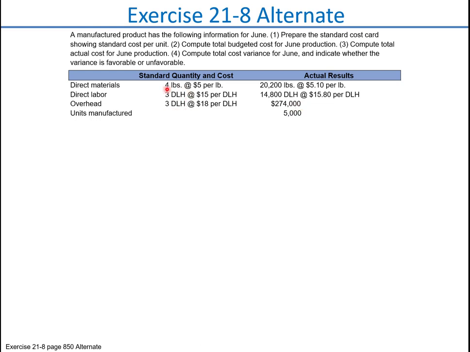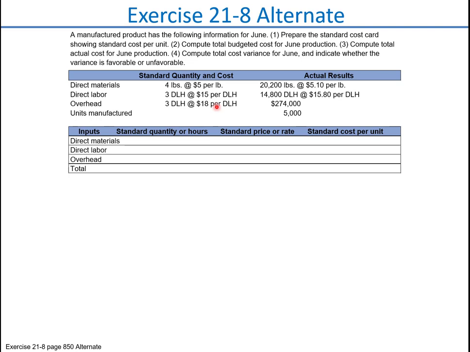And since it's supposed to take 3 direct labor hours and they made 5,000 units, 5 times 3 is 15, should have taken them 15,000 direct labor hours, but they did it in 14.8. So part of the labor variance will be favorable. And then here is information on our overhead. Overhead is based on direct labor hours at $18.